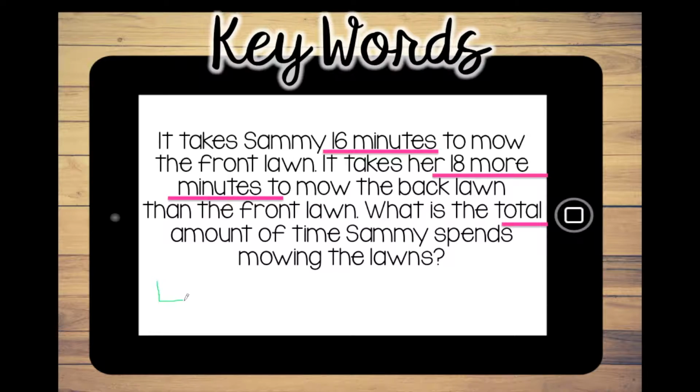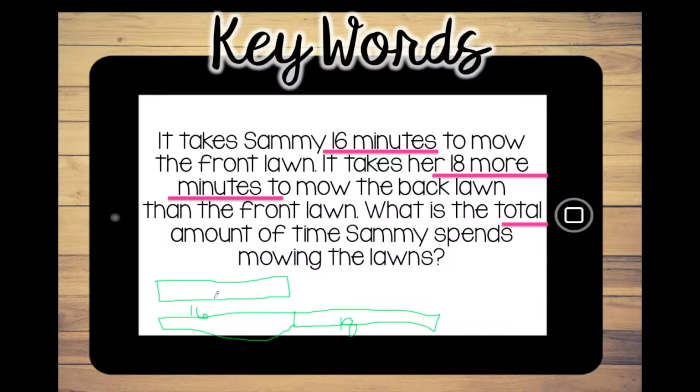I'm going to draw a box here. It takes her 16 minutes for the front lawn. Then the next part of information says that it takes her 18 more minutes for the back lawn. So I have 16, and then I need to do another 18 minutes. So she has this 16 minutes and the 18 minutes. Then it says, what is the total amount of time Sammy spends mowing the lawns?